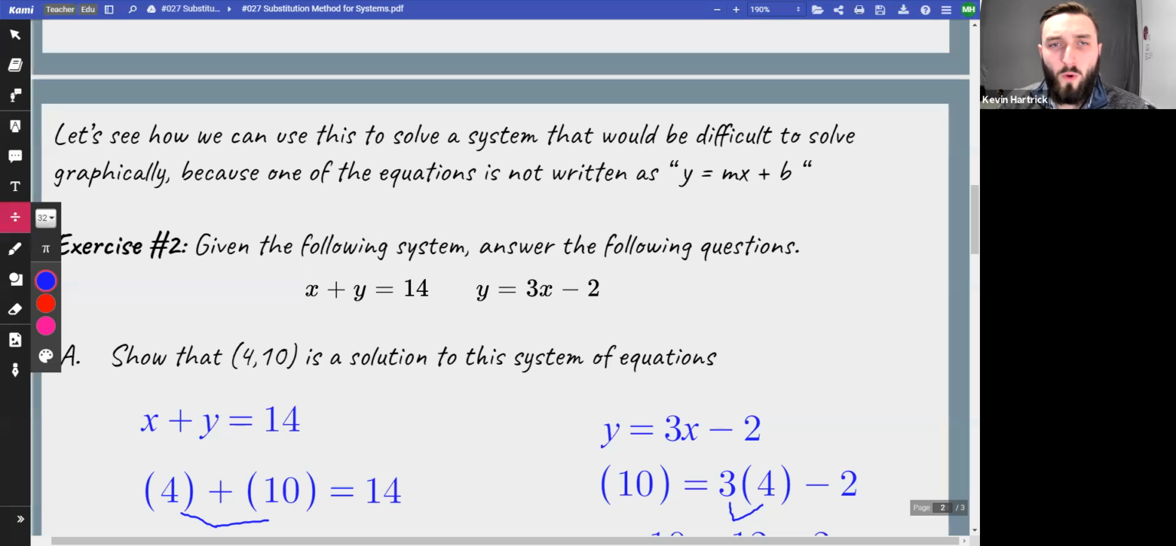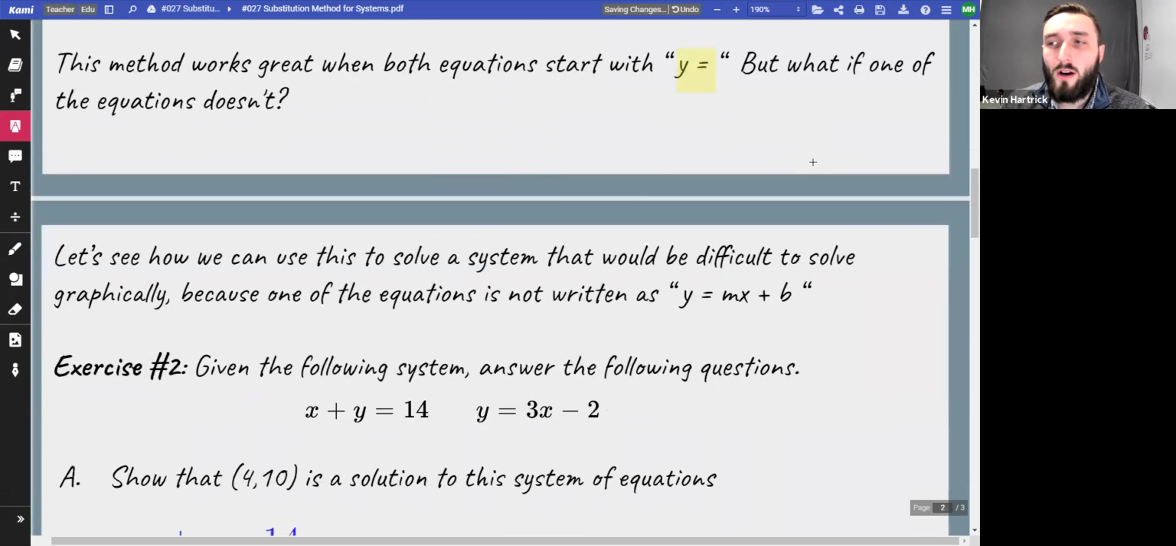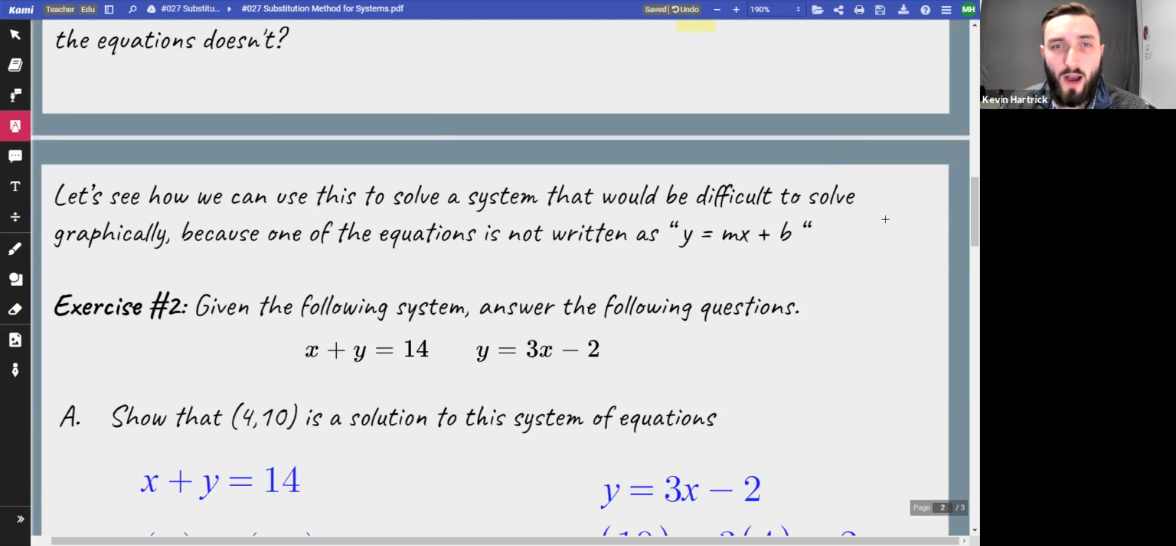All right, so now we're going to see what it looks like when we solve a system of equations when we don't have both equations starting with y equals. So not all equations start with y equals. That's what we've been working with up until this point mostly, but they're not always going to start with y equals. So how do we solve a system of equations that doesn't start with y equals?